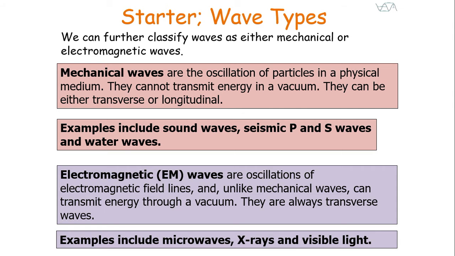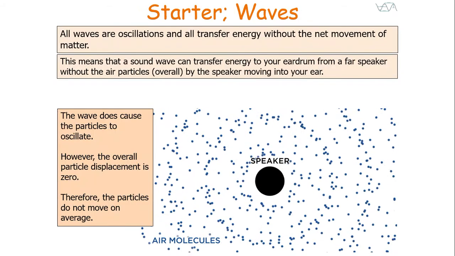But electromagnetic waves, sometimes shortened to EM, are oscillations of the electromagnetic field lines, which is found everywhere in the universe. So unlike mechanical waves, they can transmit energy through a vacuum, but they always have to be transverse waves. Now, examples of electromagnetic waves include microwaves, X-rays, visible light, infrared radiation.